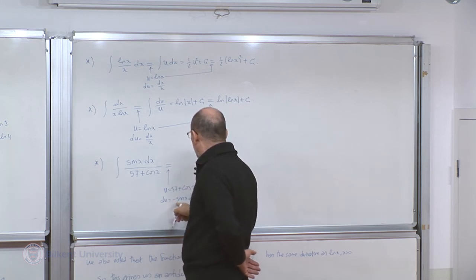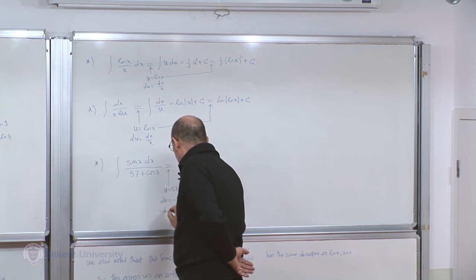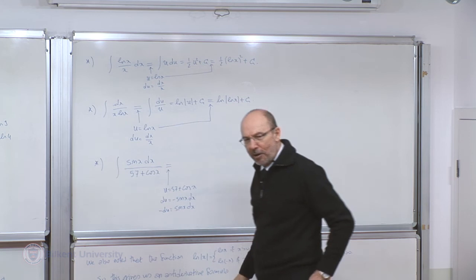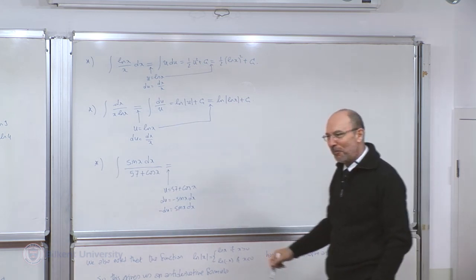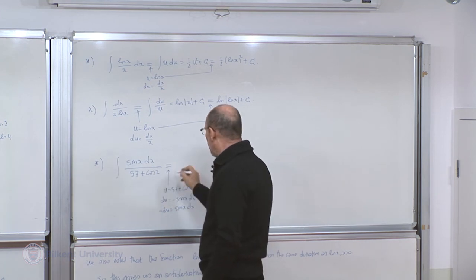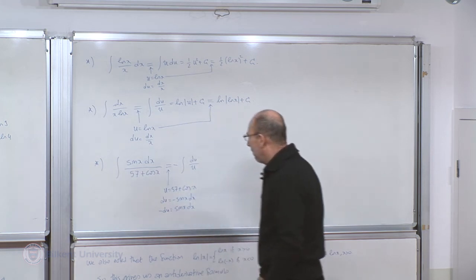So I have sine. Let's do one more thing. Let us not be lazy. Let's use our brain only when it is necessary. So sine x dx is minus du, and this part is u, so minus comes out. I have du over u.